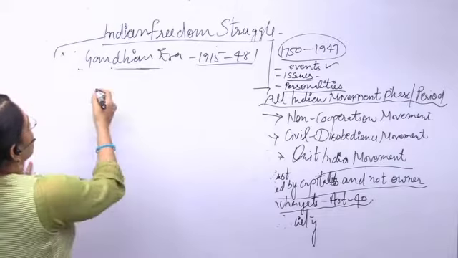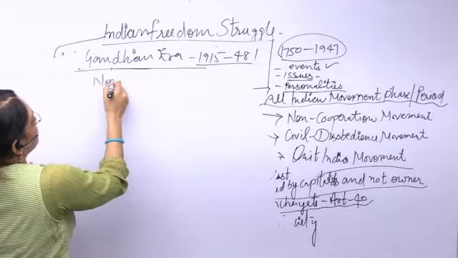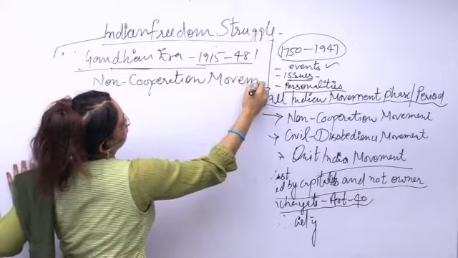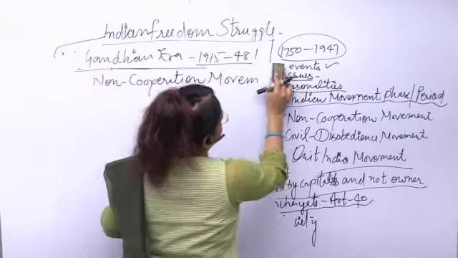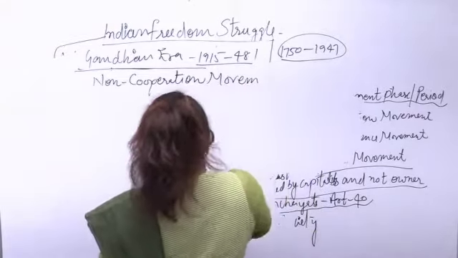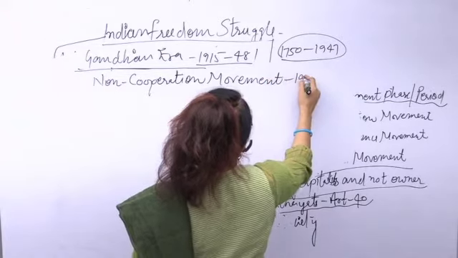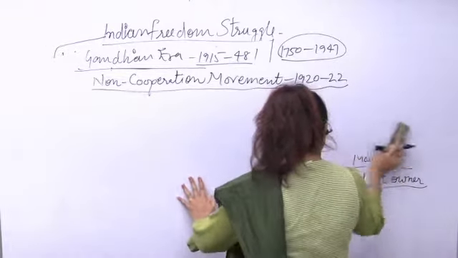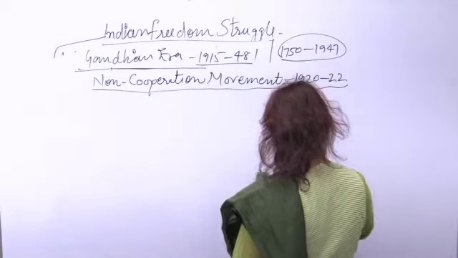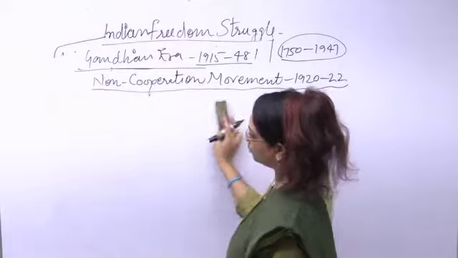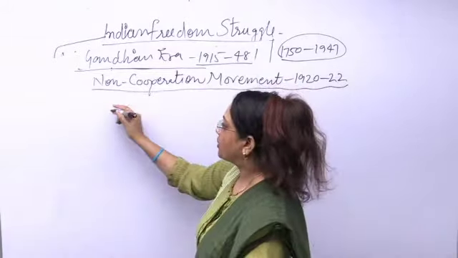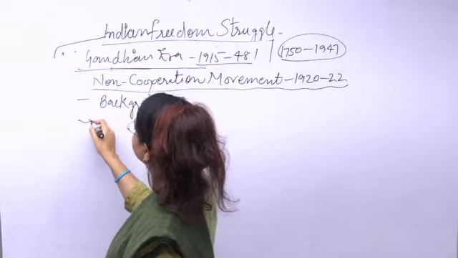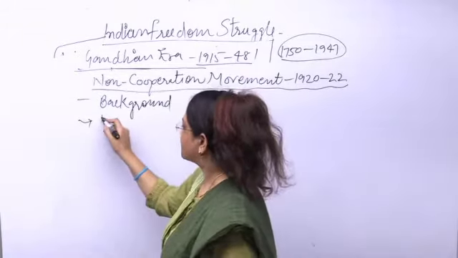For example, if we are studying the non-cooperation movement, which started from 1920 to 22, this was a very, very important movement in the Indian freedom struggle by Gandhi. What to study? First of all, we have to understand the background. Then major facts.